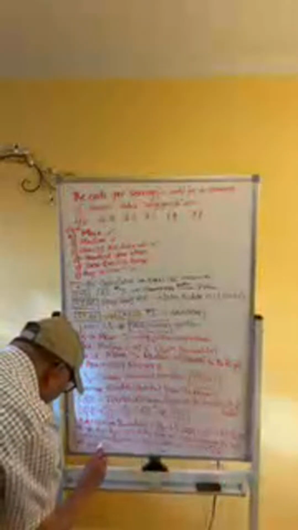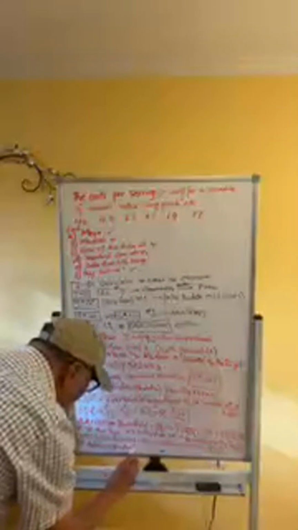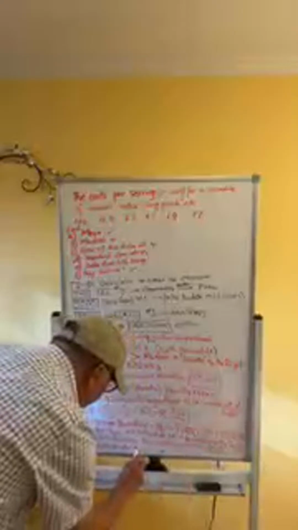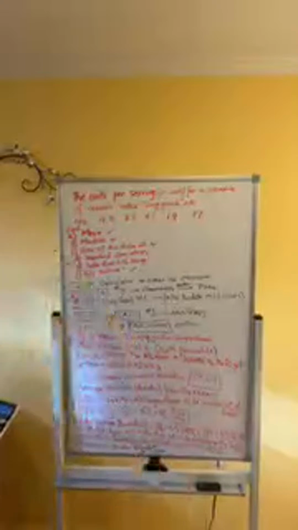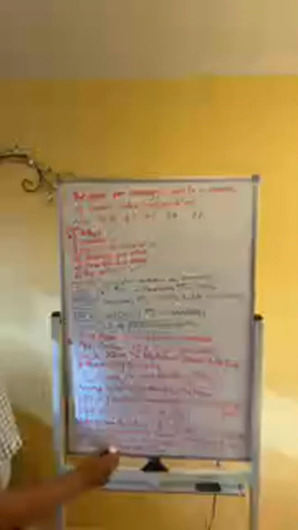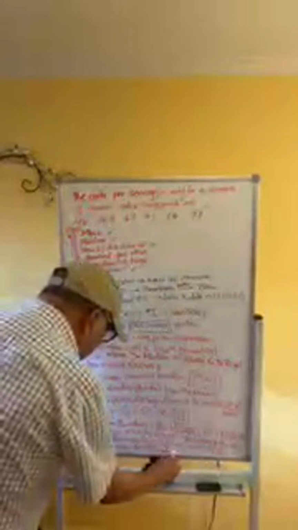No number greater than 93.5 in the data set. The highest number in the data set is 77. Okay, that is not greater than 93.5. So no outlier. So basically there is no outlier in this data set.